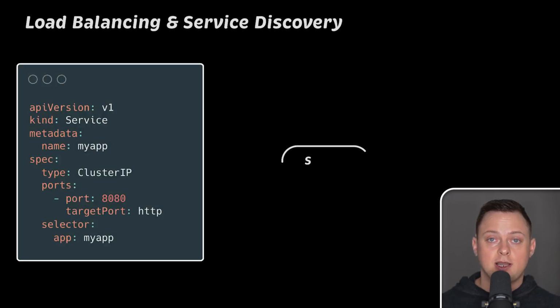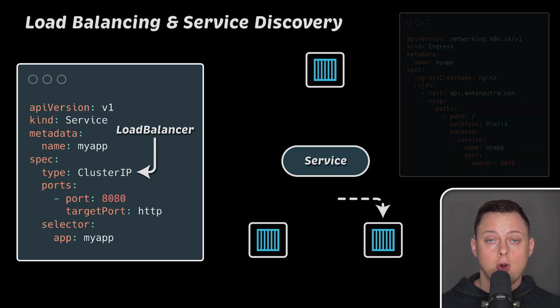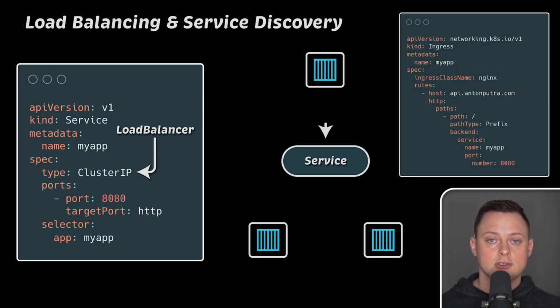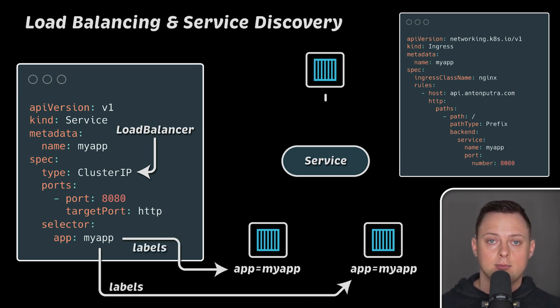Next, Kubernetes provides built-in load balancing to distribute network traffic to containers. Inside the cluster, you can use a regular service of type cluster IP. It uses round robin to send requests to each container behind that service. Or you can use a service of type load balancer or ingress to expose your application to the internet. Kubernetes also supports service discovery. This feature is primarily based on pod labels, allowing containers to find and communicate with each other inside the cluster.